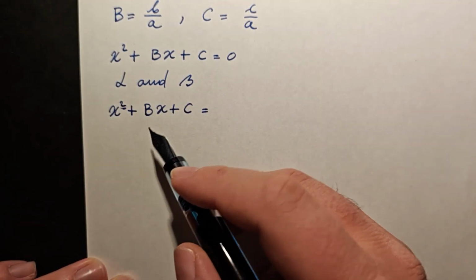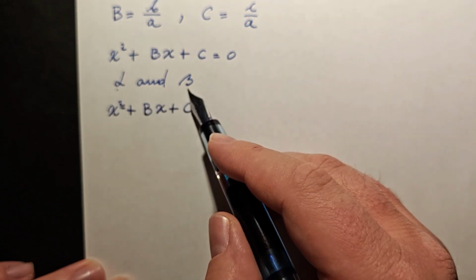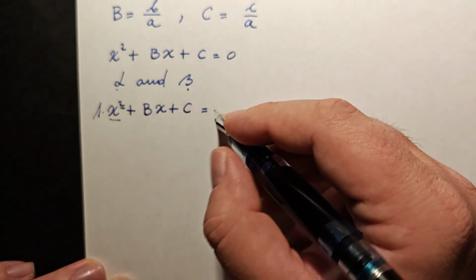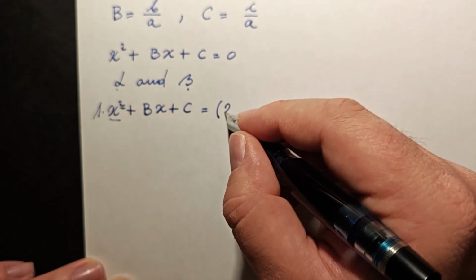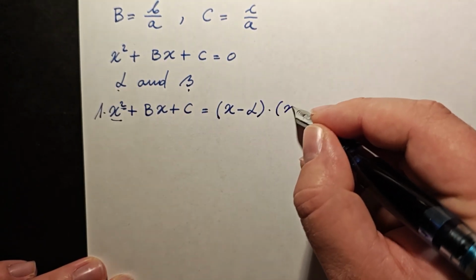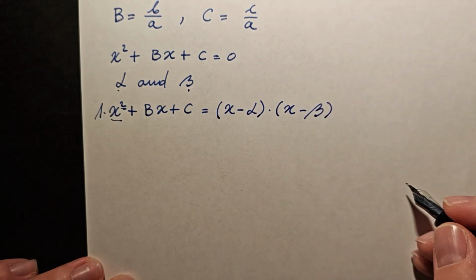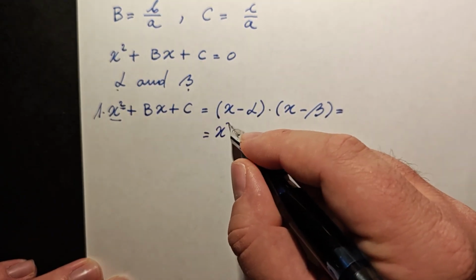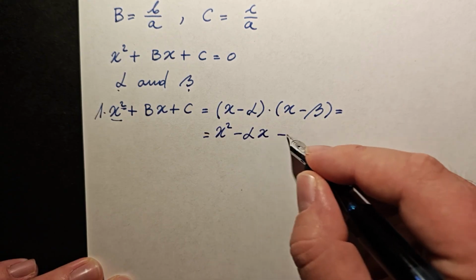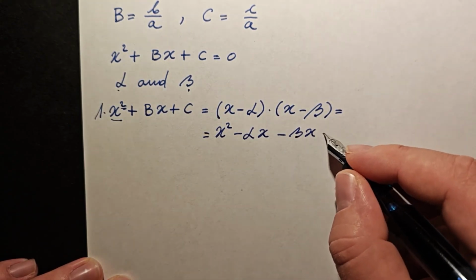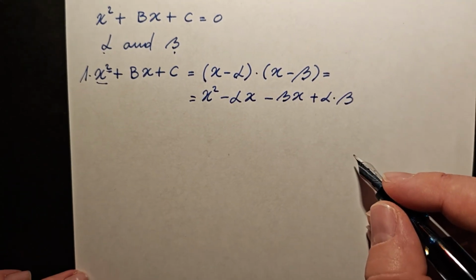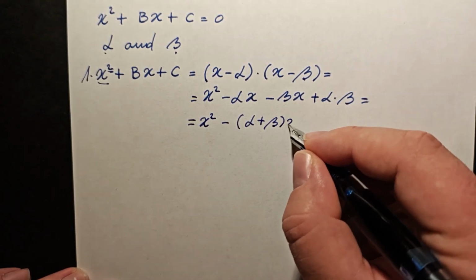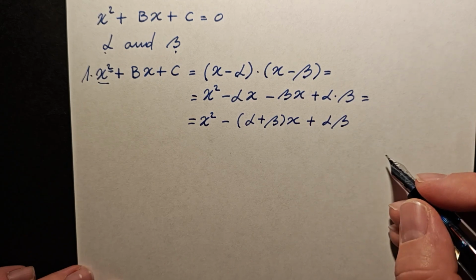of the second degree, has roots alpha and beta, and as the coefficient next to x squared is equal to 1, that polynomial can be written in the form of x minus alpha multiplied by x minus beta. So this is then going to be equal to x multiplied by x is x squared minus alpha x minus beta x and plus alpha multiplied by beta. So this is x squared minus (alpha plus beta) x plus alpha beta.